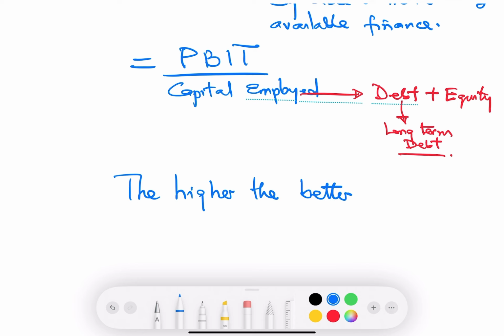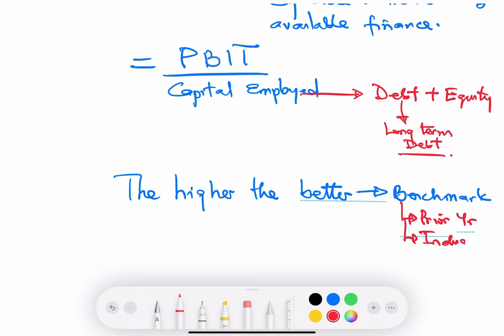And usually you have to compare with a benchmark. So usually you want a return on capital employed that is bigger than the benchmark figure. And your benchmark can either be your prior year ROCE. So if it's bigger than the prior year ROCE, then it's good. Or you are using the industry average or the peers. Or it can even be the company's target or policy.